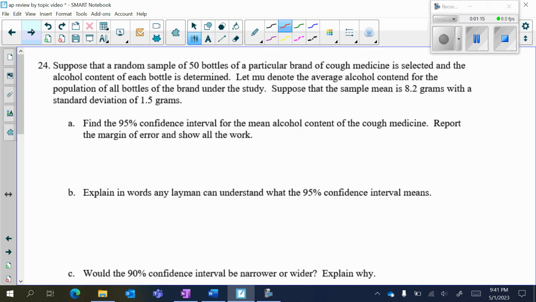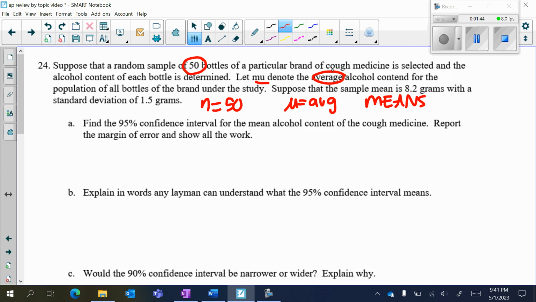The first one says, suppose there's a random sample of 50 bottles. I would circle that, and right away I'm going to write n equals 50, of cough medicine, and the alcohol content of each bottle is determined. Let mu denote the average alcohol content. Notice we're saying mu equals the average. So right away, this is a mean question, and it's a mean question because it says average, for the population of all bottles.